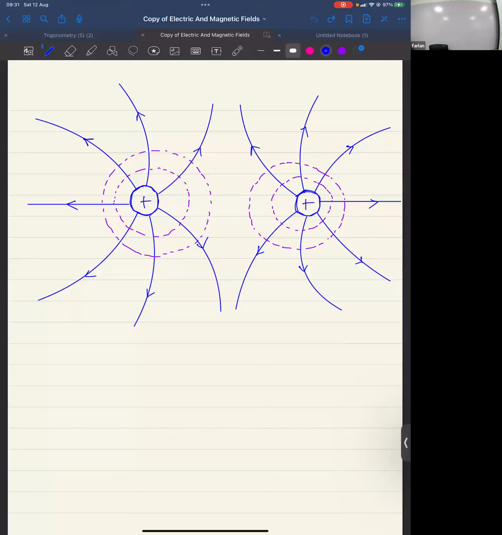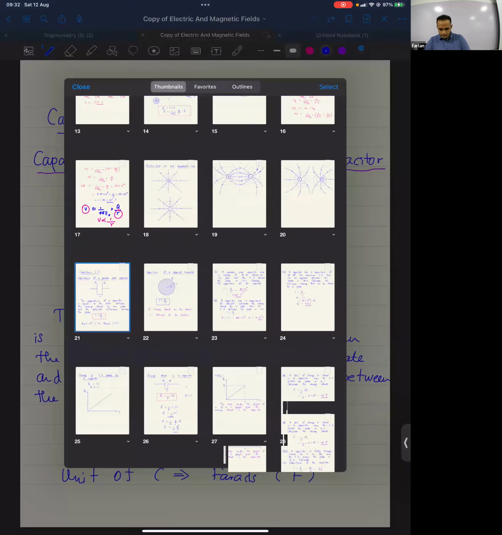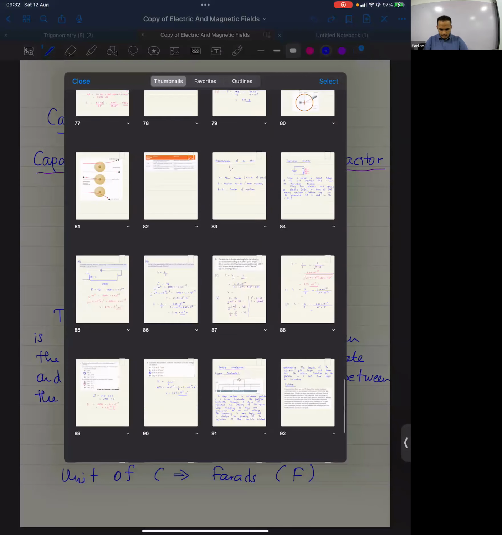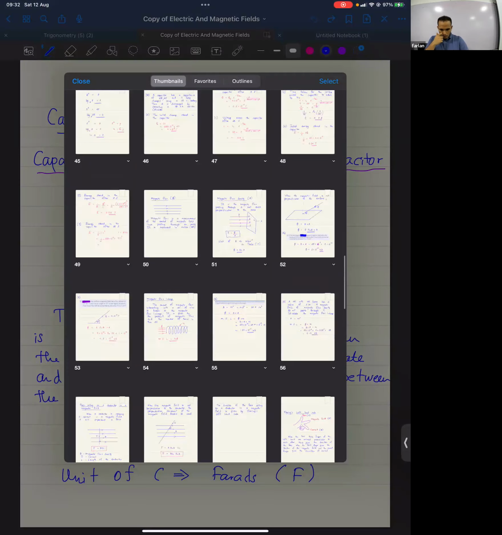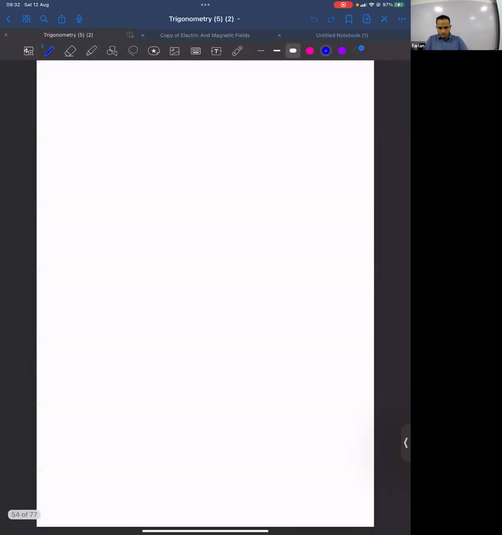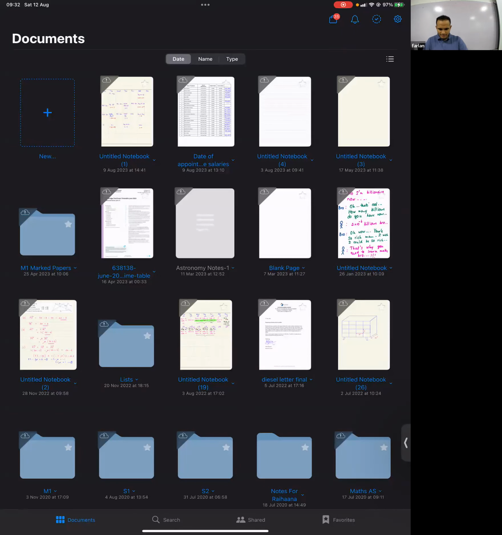Okay, guys, write on the next subtopic. Capacitance. Capacitance. So aren't you going to write any notes on electric field and equipotential lines? Not really. Do you want? Yeah.